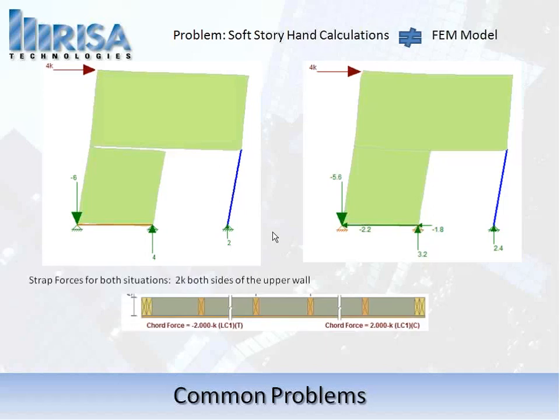Now, what's important to note is that the strap forces between both of these situations, the upper walls do show a strap force of 2 kips on either side. So we're getting the strap forces here the way you would assume them to be, 2 kips carrying, 2 kips carrying. It's just that the bleed of the load between this middle area of this wall is a little bit different than what you're expecting when you're doing a hand calc.